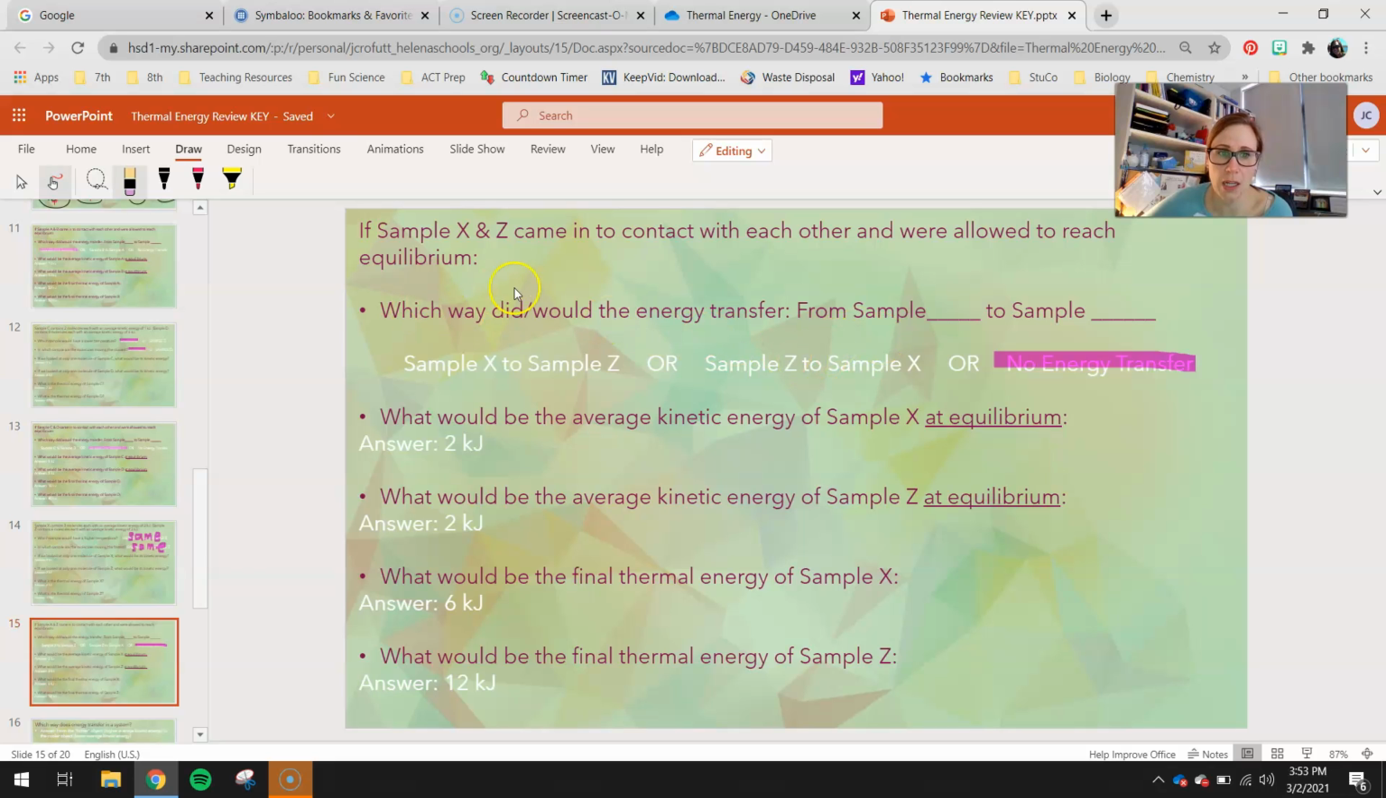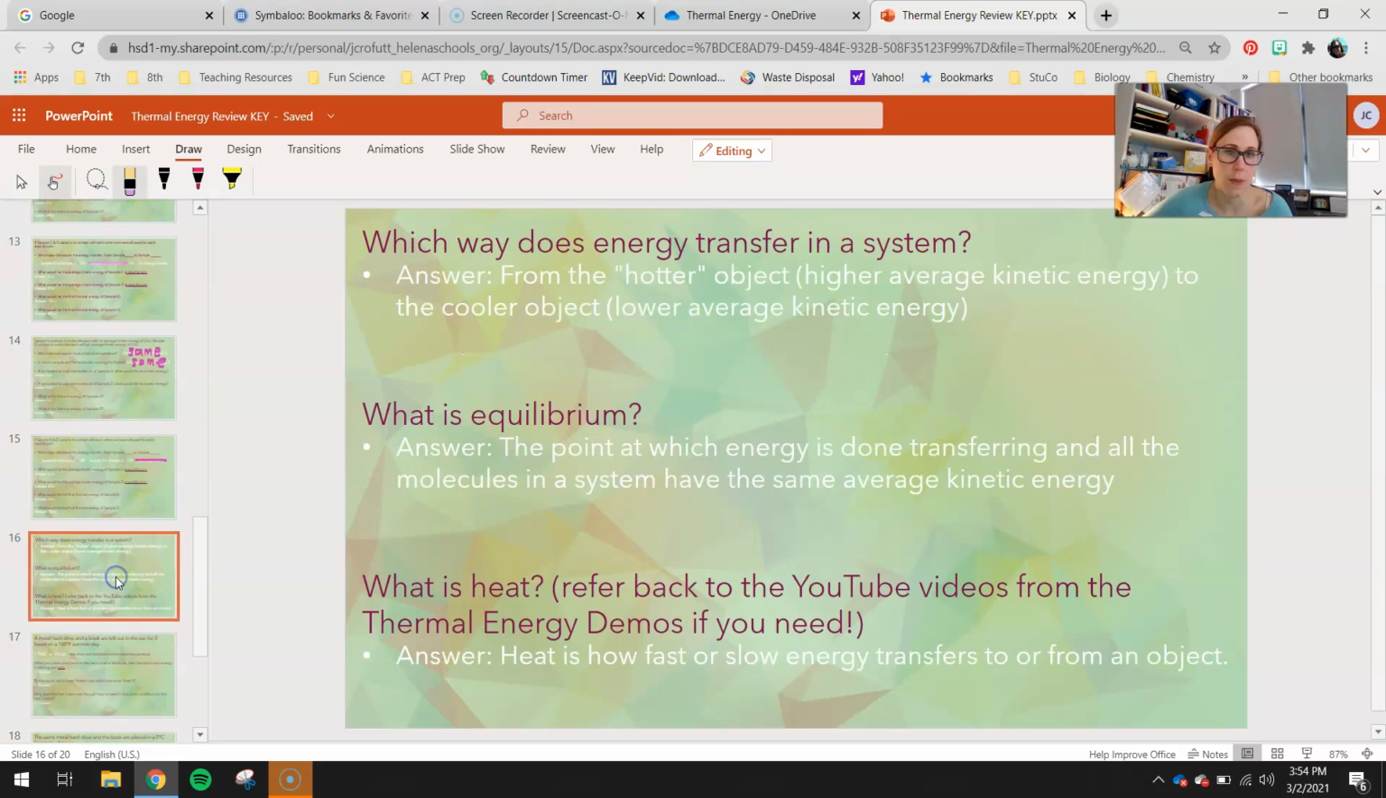All right, moving on. Which way did or would the energy transfer? You would have no energy transfer at all because it's already kind of at equilibrium with the 2 kilojoules of energy per molecule. Again, X and Y would have the same average kinetic energy. And then what would be the final thermal energy of sample X? Notice that Z is larger, so twice as large actually, so your thermal energy is twice as large there. So 6 kilojoules and 12 kilojoules for those last two.